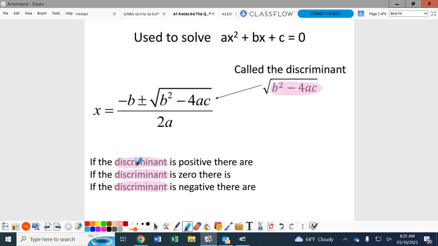If that discriminant, that number under the radical, is a positive number, you are going to get 2 answers, 2 solutions. If that discriminant is 0, you're only going to get 1 solution. The reason you're only going to get 1, guys, is that if you take the square root of 0, it's going to be 0. And when you plus or minus 0, you get the same thing. So it's only going to give you 1 solution.